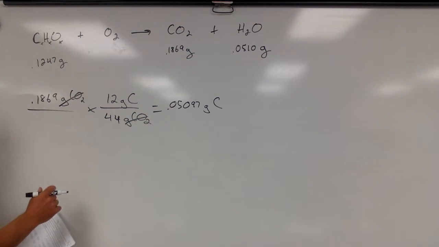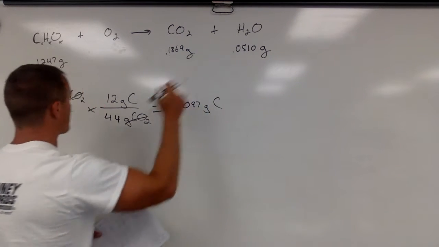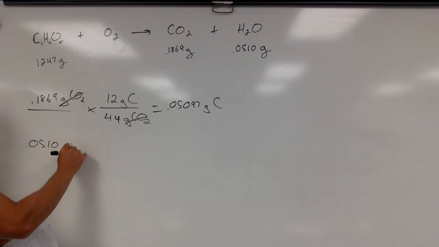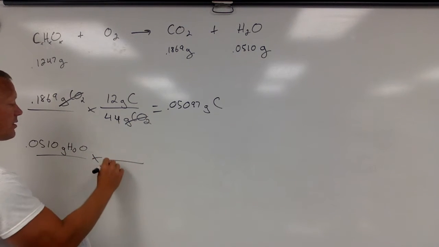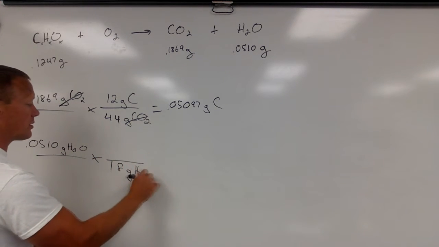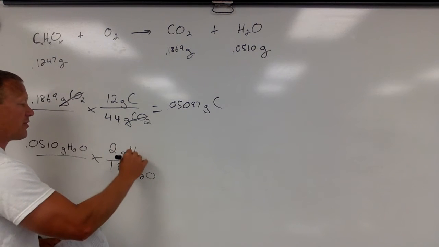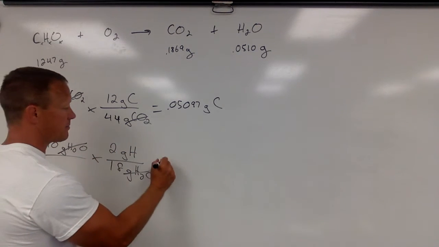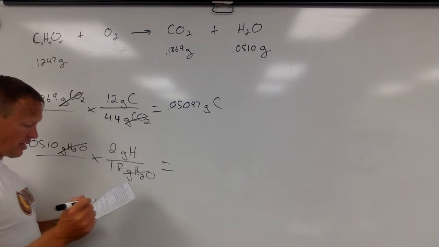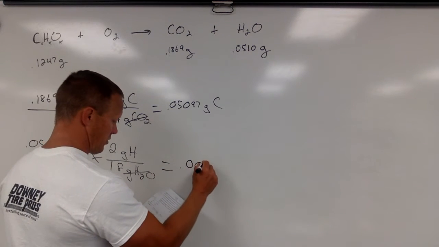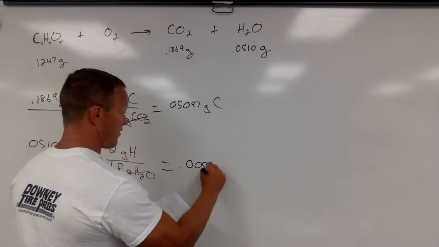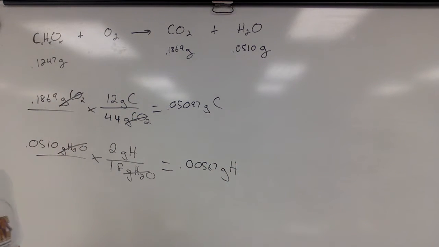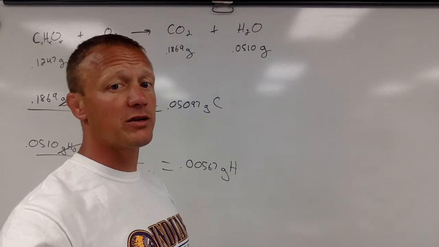We can get our grams of hydrogen out of that, so we can say 0.0510 grams of water. Let's say, for every 18 grams of water, it contains 2 grams of hydrogen. There's 2 grams of hydrogen for every 18 grams of water, and you get 0.00567 grams of hydrogen. Remember, those are in grams. We cannot get a ratio of those. Plus, we still need to know the oxygen.